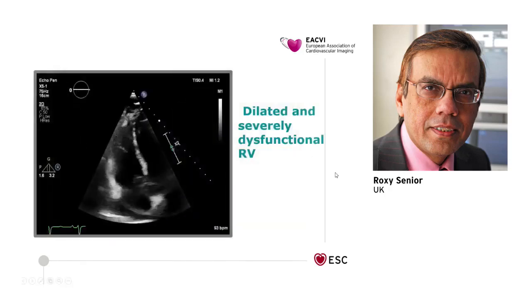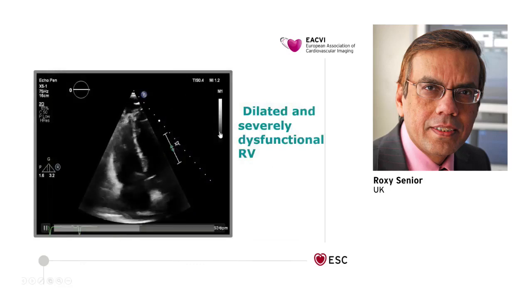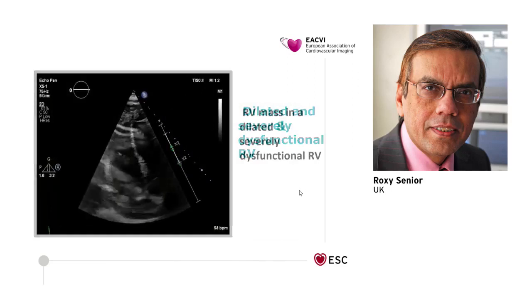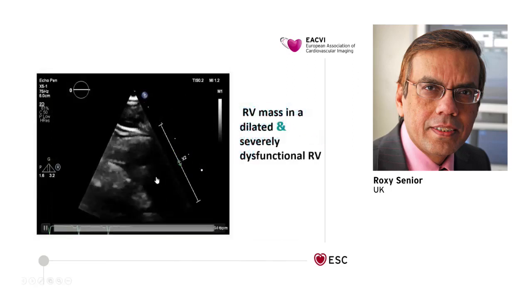So let's move on to another patient now. This patient has a markedly dilated RV and severe RV dysfunction. And when we further imaged this patient without using contrast, we saw a mass here.